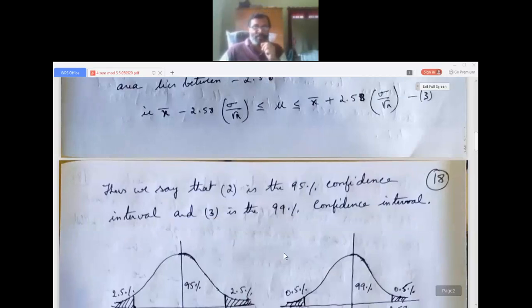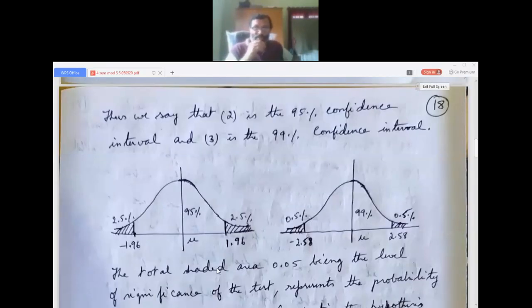Now see the two curves I have drawn. This is a normal distribution curve, a bell-shaped curve. Minus 1.96 is here and plus 1.96 is here. So this totally is 95%. The unshaded portion is the majority, and the remaining is 5%, so 2.5% this side and 2.5% this side. That is the shaded portion.